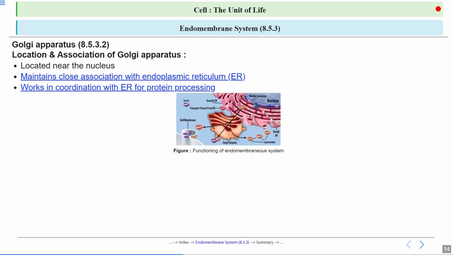Clear? So this image we have already discussed. This is showing you the endomembranous system. Here you can see Golgi complex, lysosomes, as well as the endoplasmic reticulum.